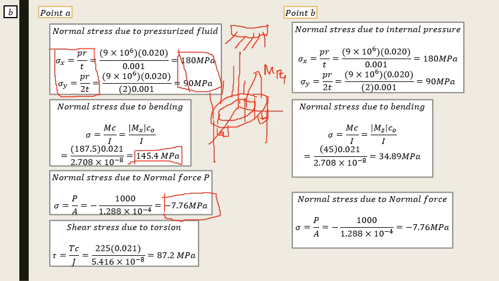And for the shear stress due to the torsion, tau equals Tc over J. T is the torque, c is the outer radius, and J is the polar moment of inertia. We already got these numbers from the previous step. We just put them in and it's 87.2 MPa.